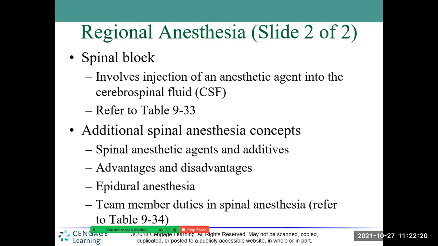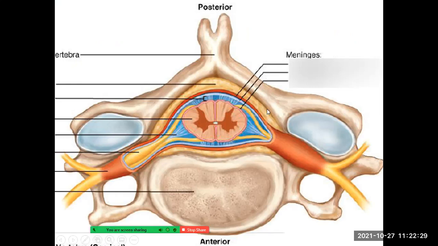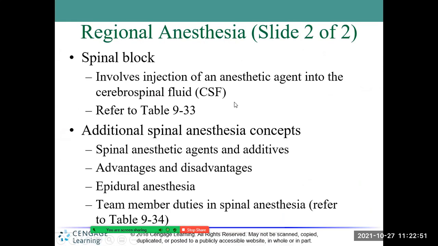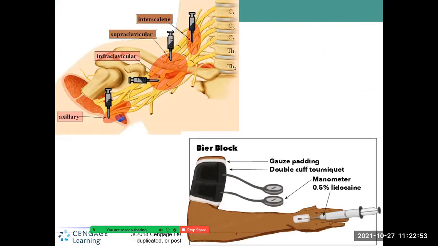And then a spinal block. So this is injecting an agent directly into the cerebral spinal fluid. And I think I found a picture. Yeah, so here is the spinal cord. And this blue, all of this blue, is the cerebral spinal fluid. So the injection is going to occur directly into the cerebral spinal fluid.